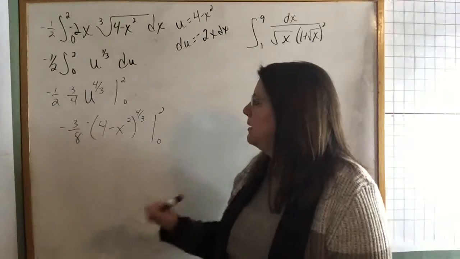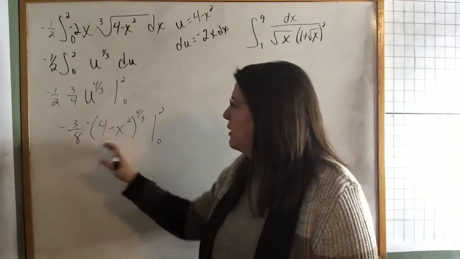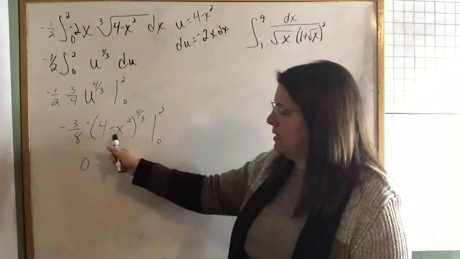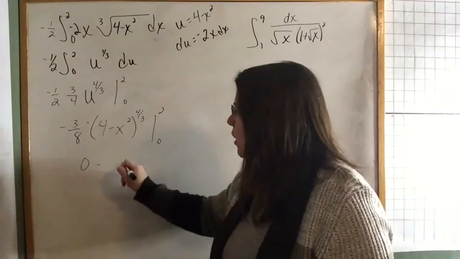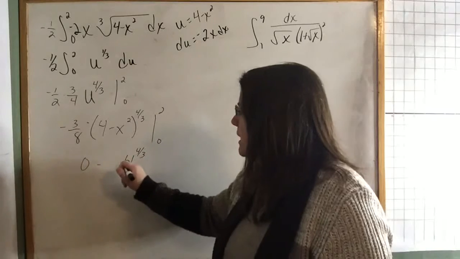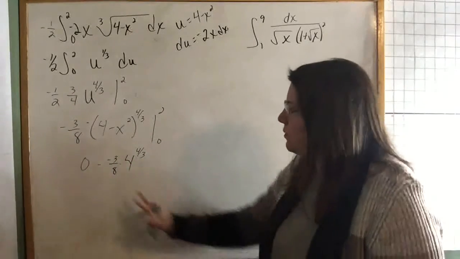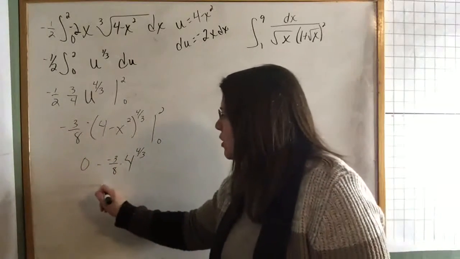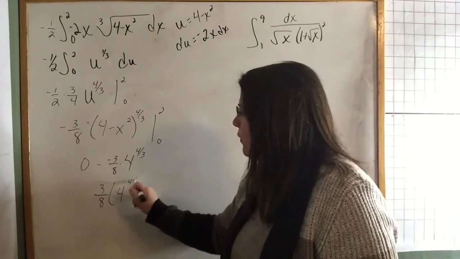So if I plug 2 in, 4 minus 4 is 0. So we got negative 3/8 times 0, which is 0. When I plug 0 in, 4 minus 0 is 4. So we have a 4 to the 4/3, and that's times negative 3/8. So this would be minus a negative, which would be a plus. So this is going to be a positive 3/8 times 4 to the 4/3.